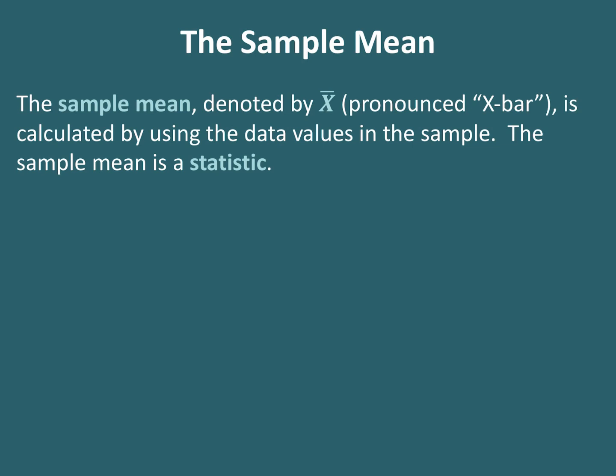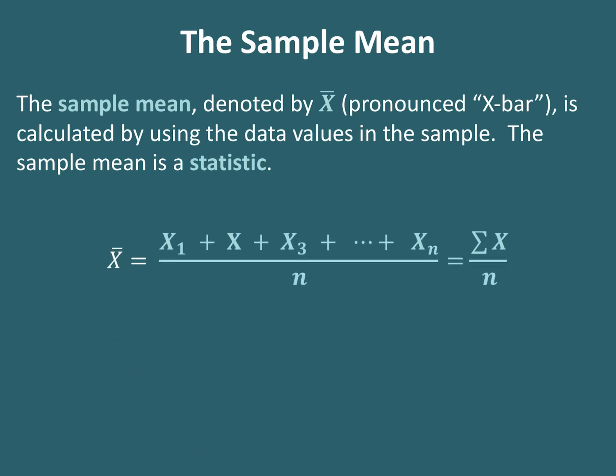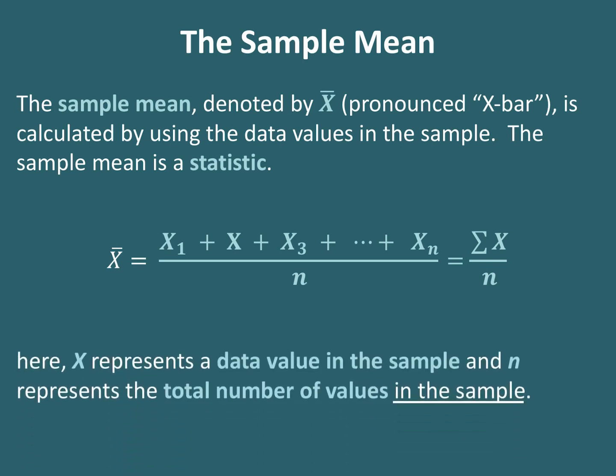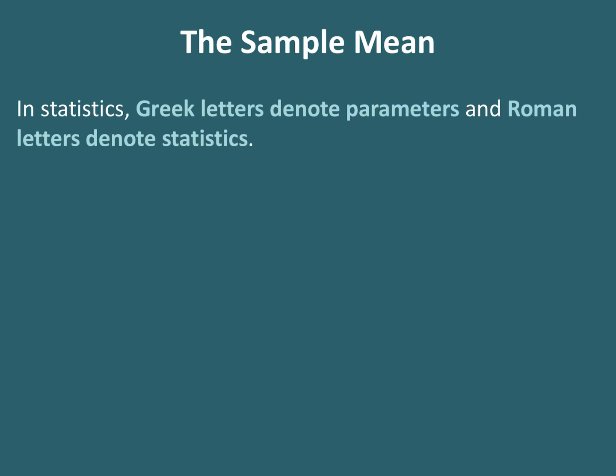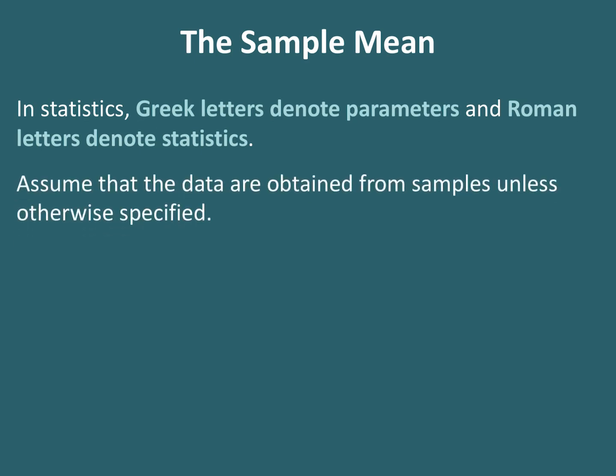The sample mean, denoted by X bar, is calculated using the data values in a sample. The sample mean is known as a statistic. You'll notice that the formula looks very similar to the population mean. The difference here is that there are much less data values than that of the population, making it easier to calculate. Again, X represents the data value in the sample, and lowercase n represents the total number of values in the sample. As a side note, Greek letters tend to denote parameters, and Roman letters denote statistics. Let us assume that the data are obtained from samples unless otherwise specified.